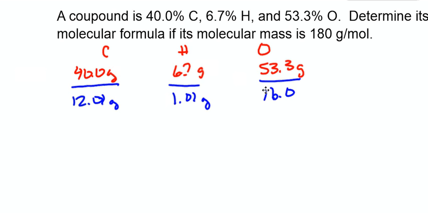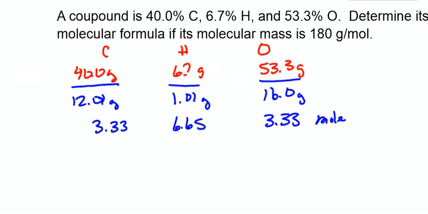I'm not using as many sig figs today. Now what answers do we get out of that? You get the 3.33, 6.65, and 3.33. Now remember, all of these are moles. And again, I'm choosing a chart form instead of actually writing out the mole. I just think it keeps it more organized for ourselves.